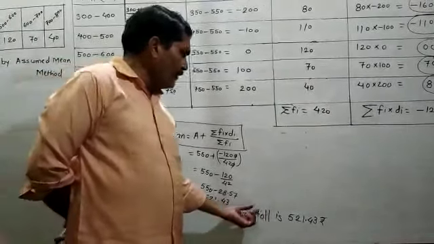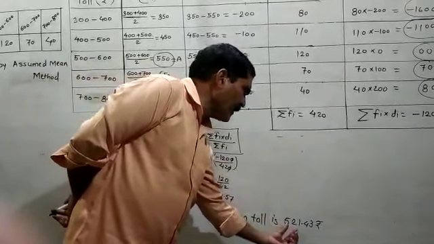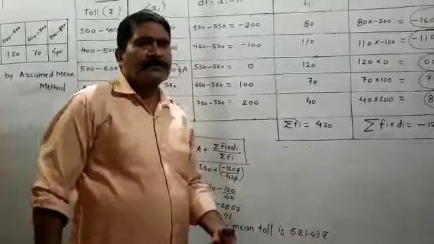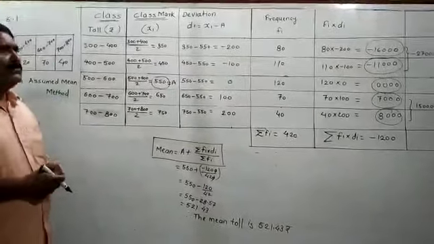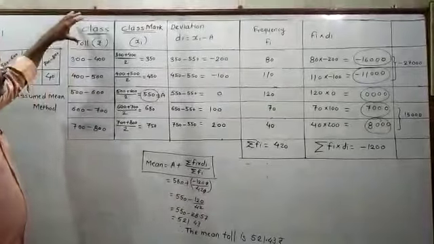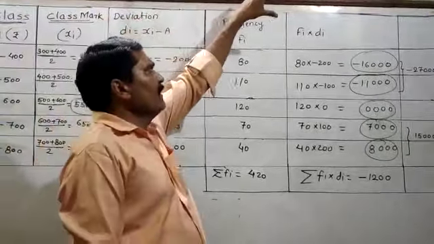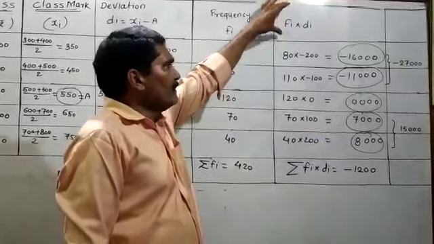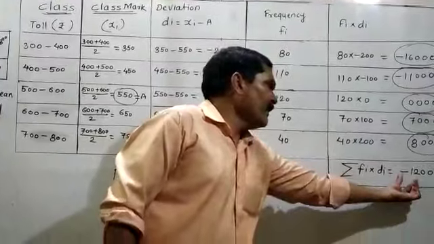Therefore, the mean toll is 521.43 rupees. In this way, you have to solve this example by the assumed mean method. For that, you have to prepare the columns: class mark, deviation, frequency, and Fi into Di, the product of Fi into Di. Here you have to find the sum of Fi into Di.